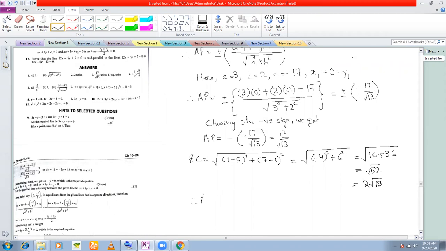Therefore, what is the area of triangle ABC? Half base into height. Half base is BC and height is AP. So BC we have found as 2 root 13 and AP is 17 by root 13. So root 13 and root 13 cancel, 2 and 2 cancel. You get 17 square units. Okay, any questions?